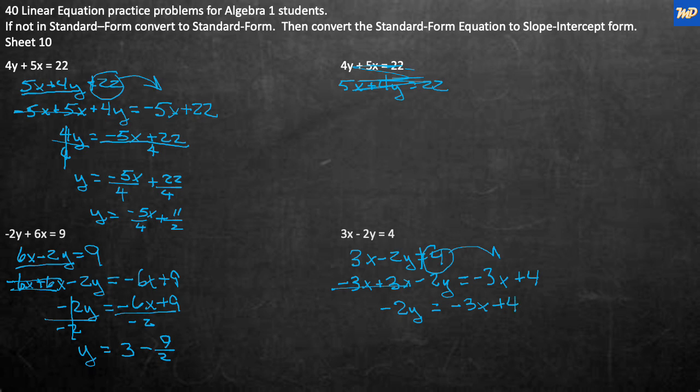We have to divide everything by -2 to make a singular 1y positive. Divide by -2, divide by -2, divide by -2. When we do that, the 2's cancel. We get y equals 3 halves x, because a negative divided by a negative is a positive. And the positive divided by a negative is a negative. 4 divided by 2 is a 2.